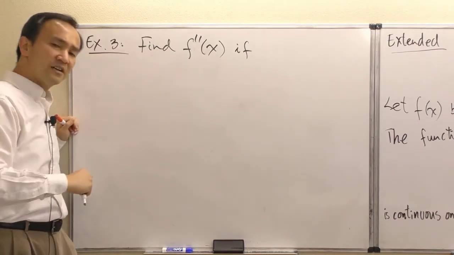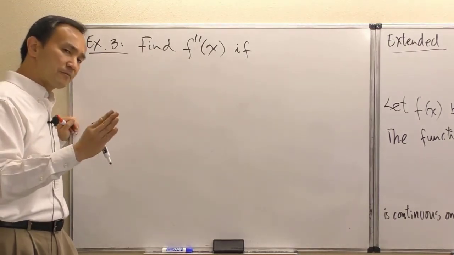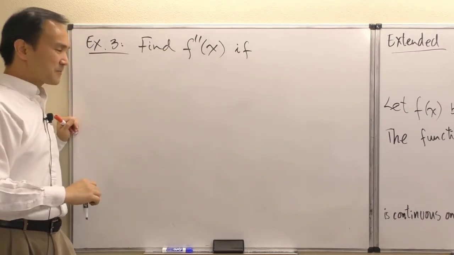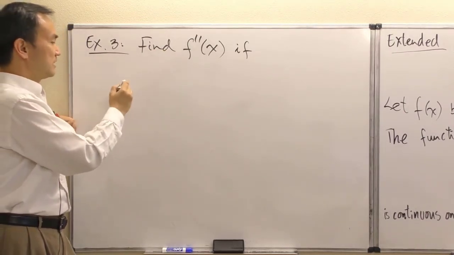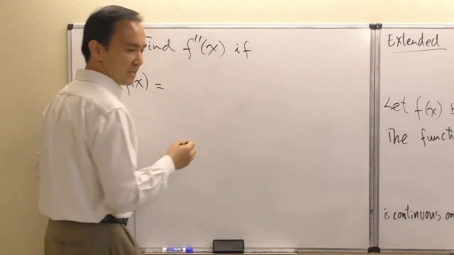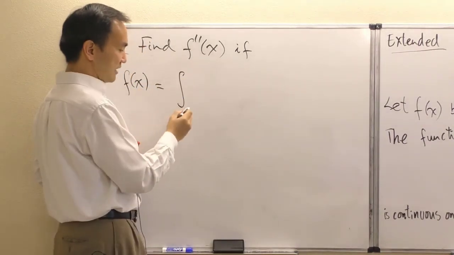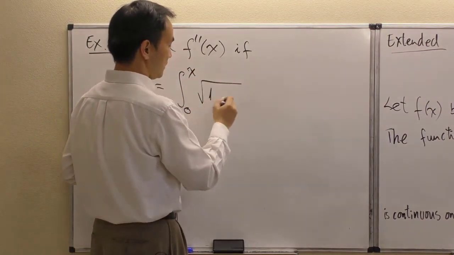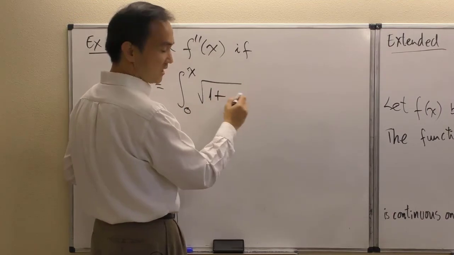So I call it f. We have to have a function f, and here we want to find f double prime, the second derivative. But here's how I define f. F is an accumulation that happens from 0 to x on the function square root of 1 plus t squared.